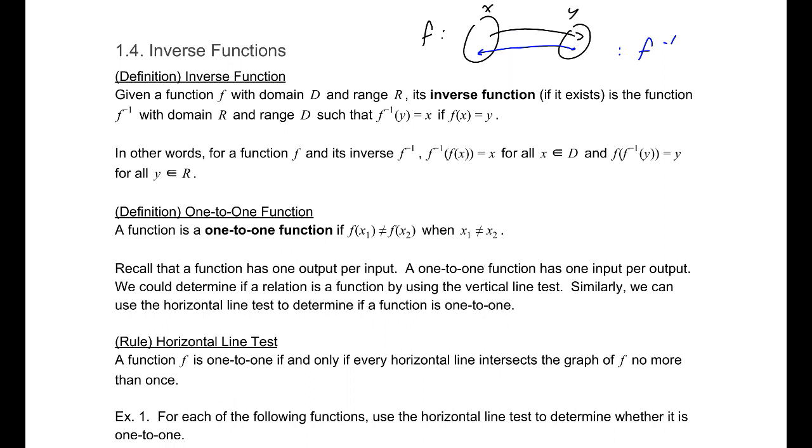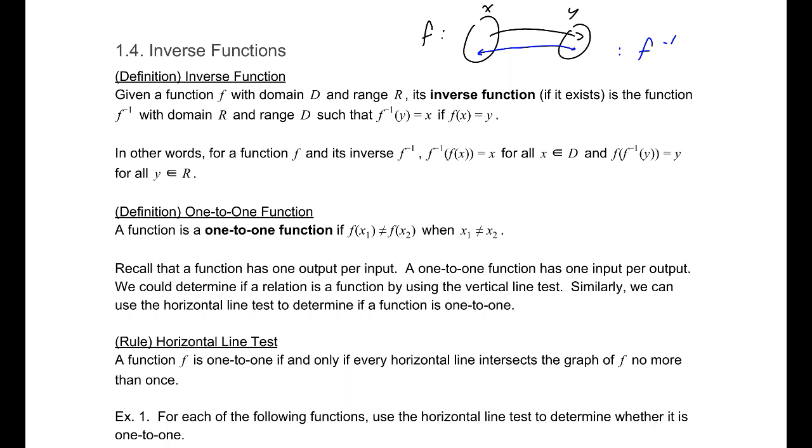Now, a function has an inverse, that is, the function is invertible, if it is a one-to-one function. So the definition of a one-to-one function is that if f of x1 and f of x2 are not equal, then the corresponding inputs, x1 and x2, are not equal as well.